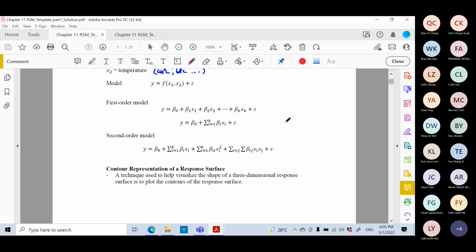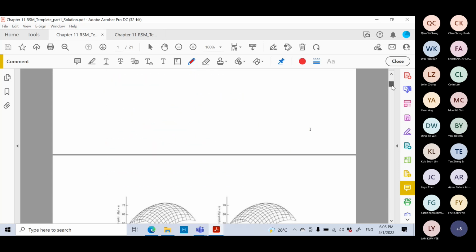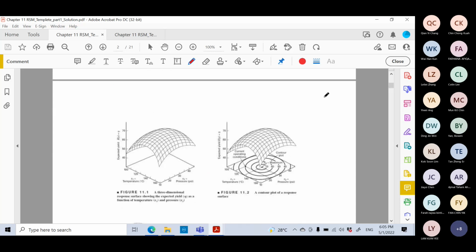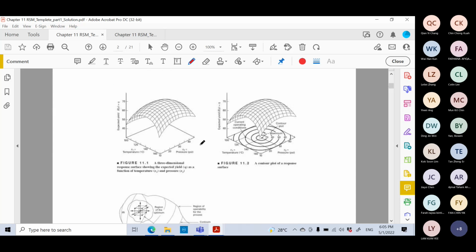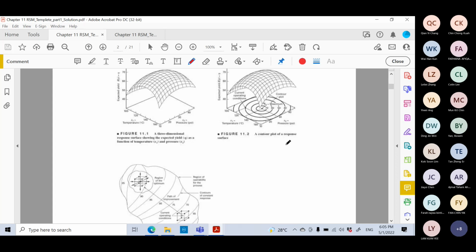Before you go to the second order model, under the first order model with the interaction, you can observe that this is some sort of response surface, and this one is the contour. So we are looking for the response surface or the regression model so that we can locate the maximum or the optimal solution.